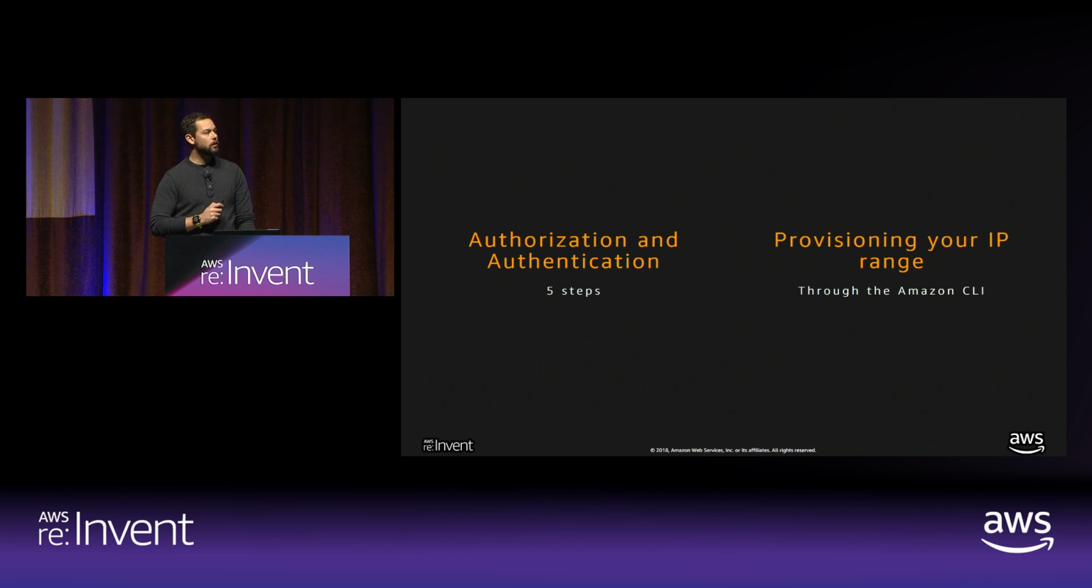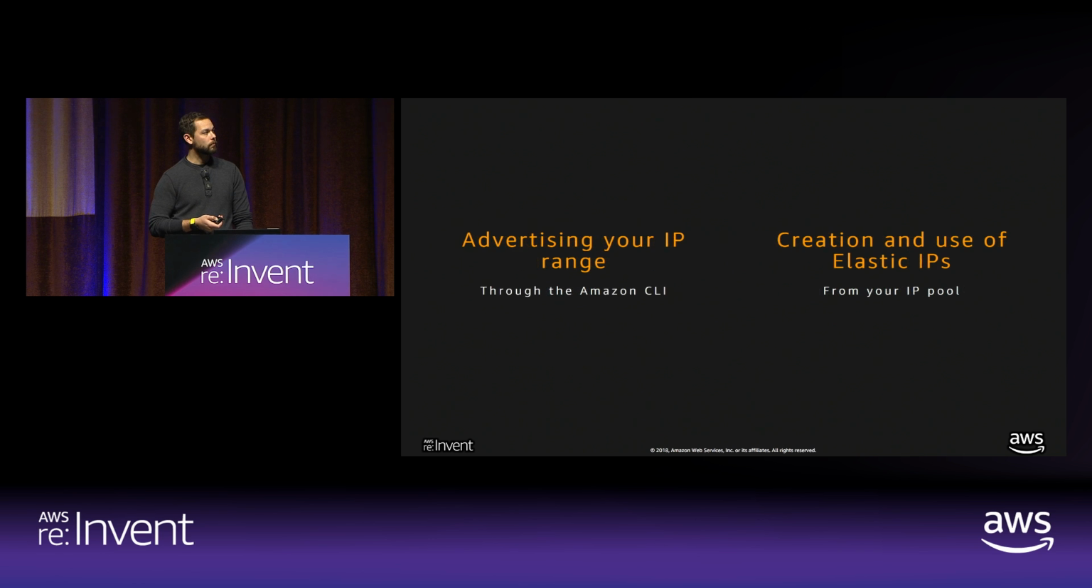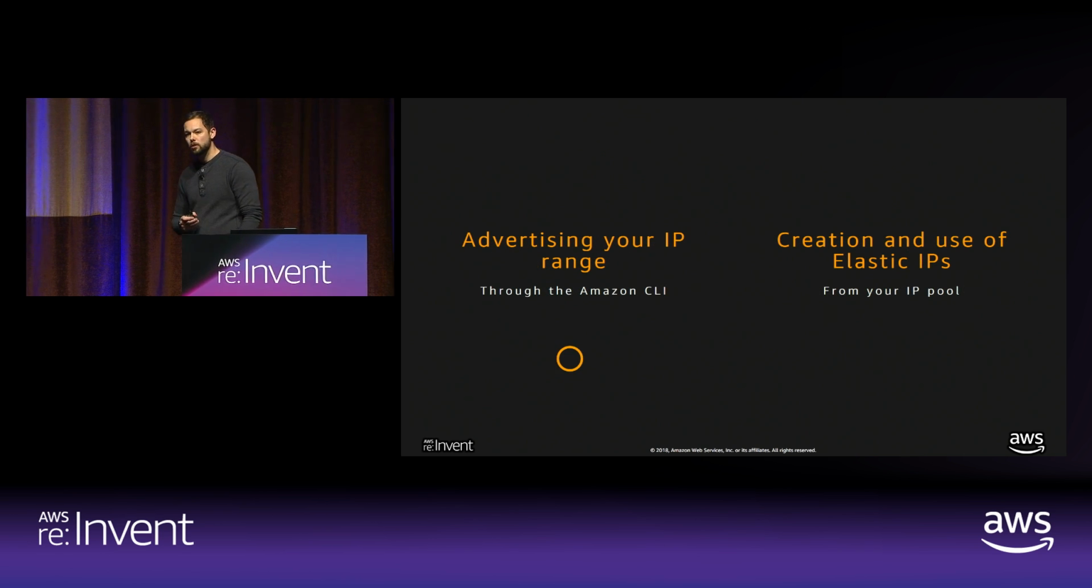So once you've done the authorization and authentication steps, you want to provision your IP range. Now this is through the Amazon CLI. That's part of the checks that we do, and we make sure everything looks good. So authorization and authentication, then provisioning. Then you select to advertise your range. This is again through the Amazon CLI.